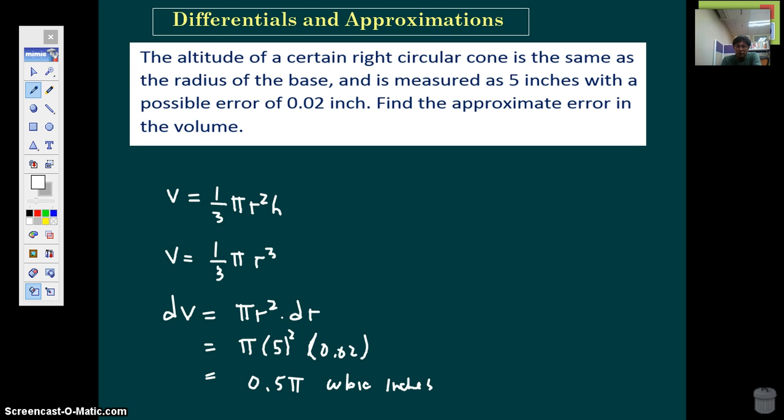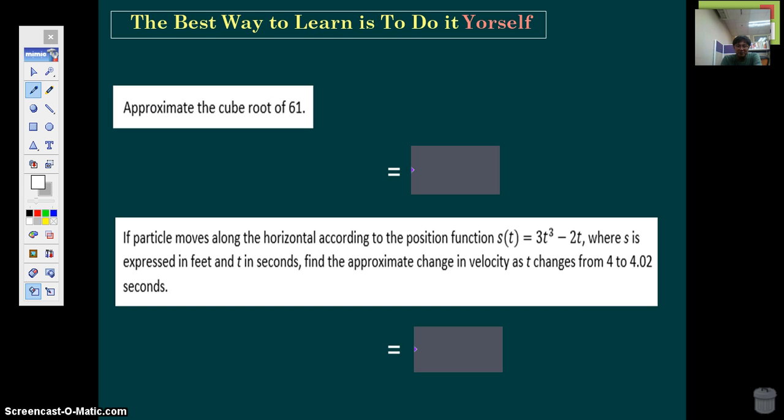Now moving on, this is my favorite part. The best way to learn is to do it yourself. Now approximate the cube root of 61. Use the same process I did, and you'll get this answer. Try this on your own. So that will be the answer.